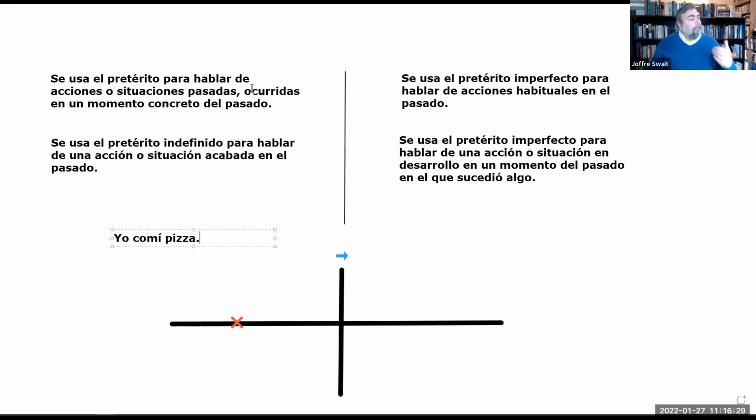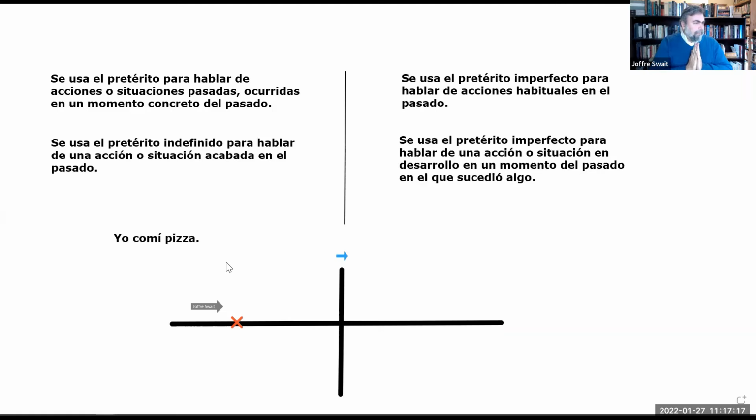También se usa el pretérito para hablar de una acción o situación acabada en el pasado. ¿Ok? Es un poco más que un momento. Entonces, no tiene que ser un punto, puede ser un bloque, pero funciona de la misma forma. Un punto o un bloque. En tu mente, no importa. ¿Ok? Está acabada y es discreta.